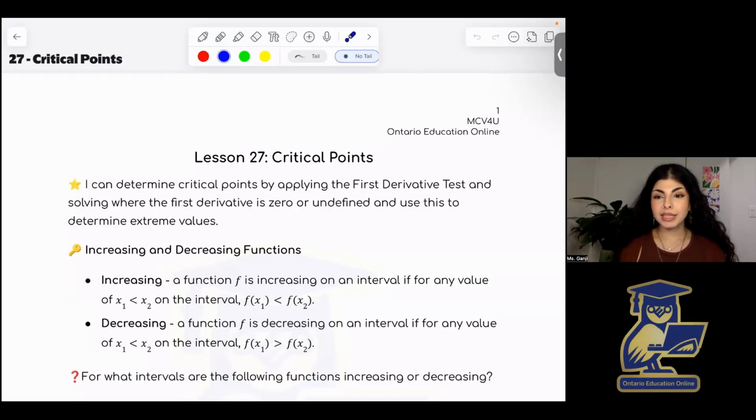Hello and welcome to lesson 27, our very first lesson of our curve sketching unit, and this is unit 4 now. So again, you've seen a lot of derivatives, you work with derivatives, you know what they are as a rate of change, you've done derivative rules, you've seen optimization problems, and we're now working with our last application of derivatives, which is for curve sketching.